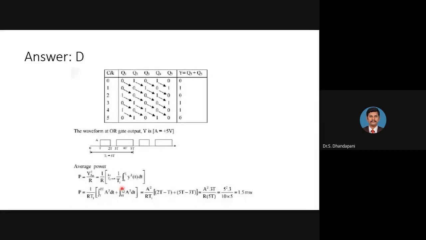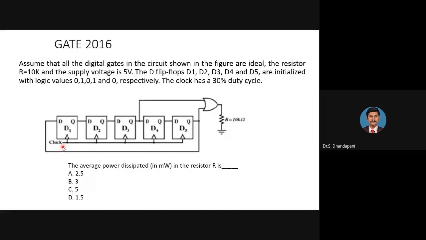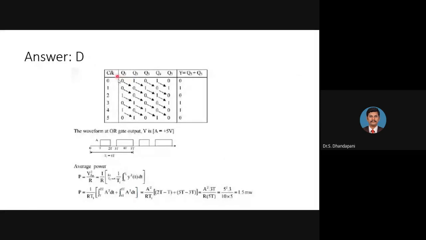We got 5 D flip-flops. We have seen the connection D1 connected to D2, D2 to D3, D3 to D4, D4 to D5, D5 connected back to D1. The initial values are 0, 1, 0, 1, 0. It is shifted as per the circuit diagram.